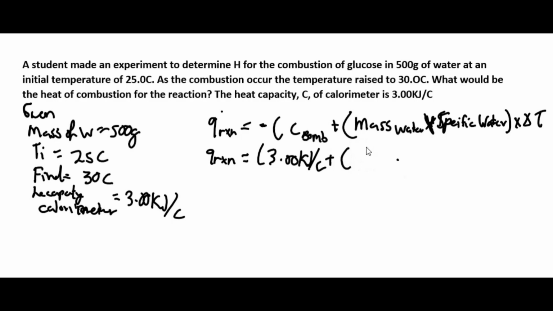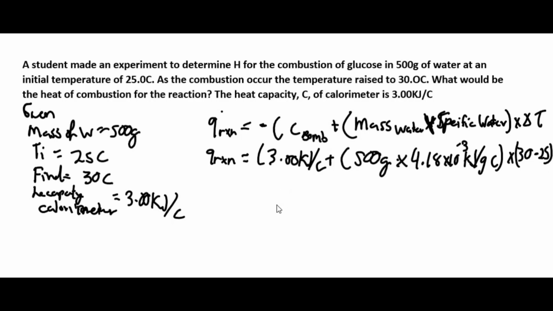Well, what's the mass of water? 500 grams times the specific heat of water, which is 4.18 times 10 raised to the negative 3 kilojoules per gram C, times 30 minus 25.